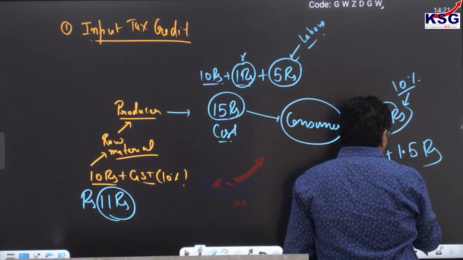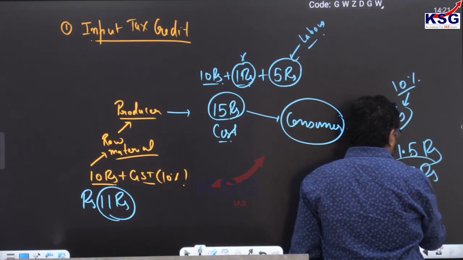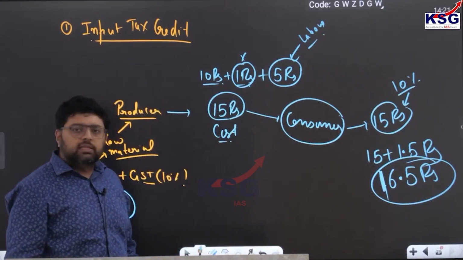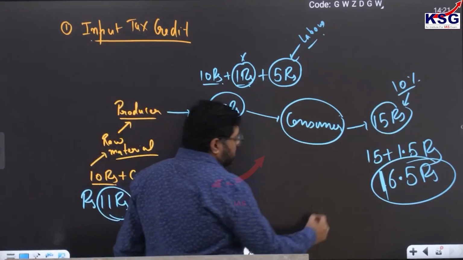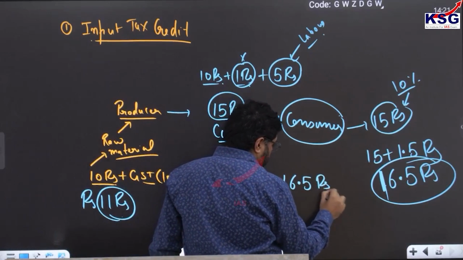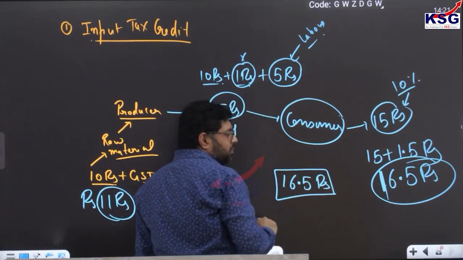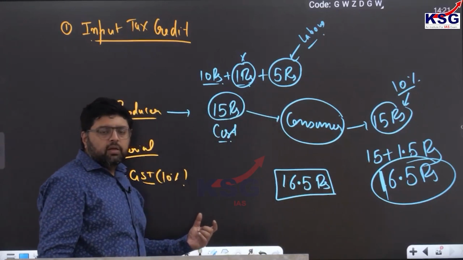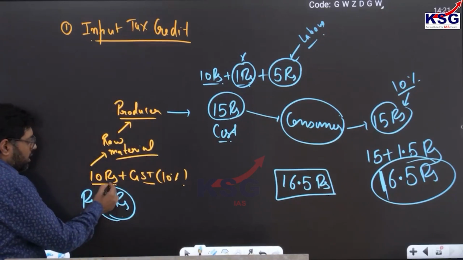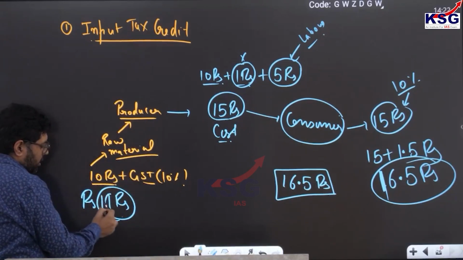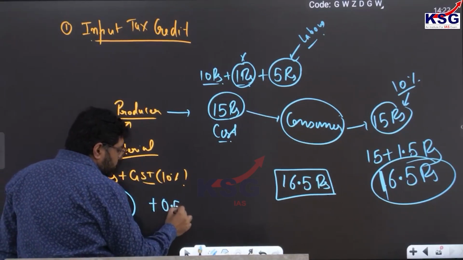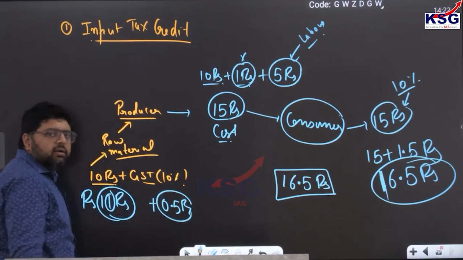So it means 16.5 rupees. I sell it at 16.5 rupees, and I take 1.5 rupees from them. Now I'll go to the GST office and tell them that I have already paid 1 rupee to you earlier when I purchased the raw material. I'll pay you the next 0.5 rupees, and in this way I settle my GST account.